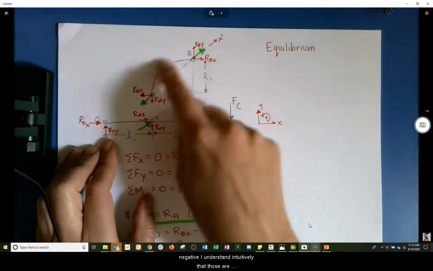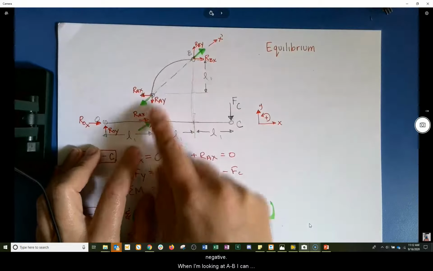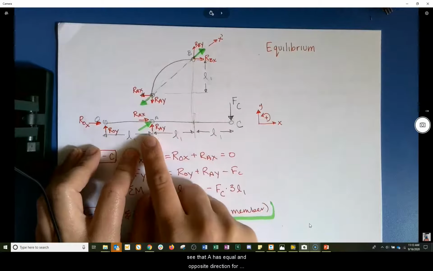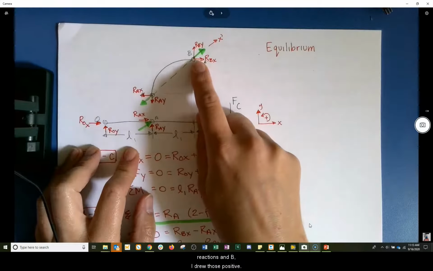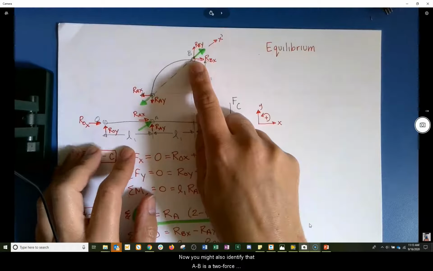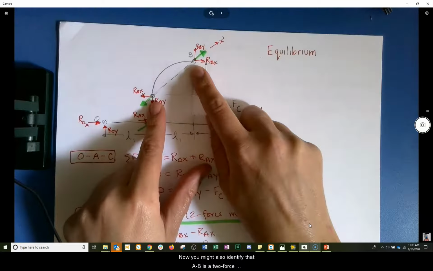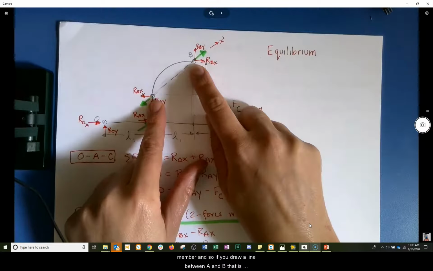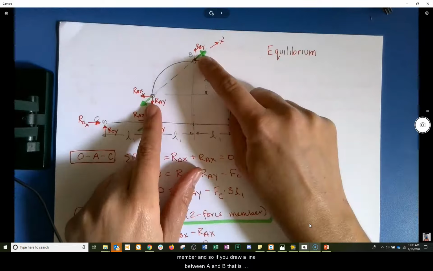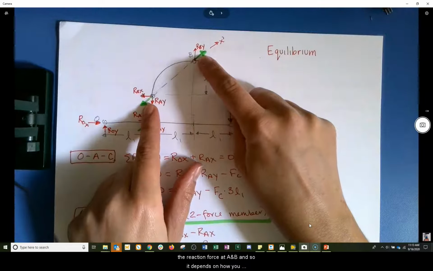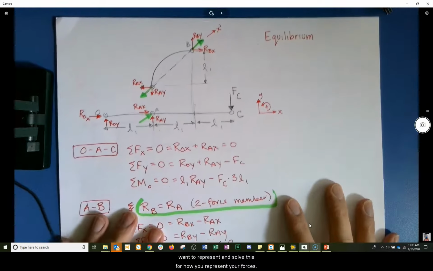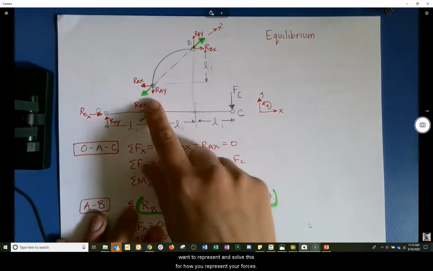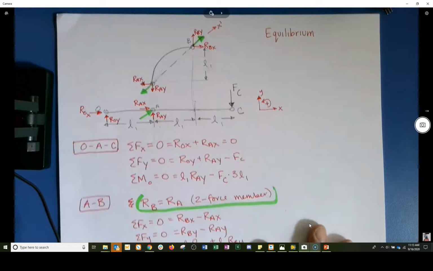When I'm looking at AB, I can see that A has equal and opposite direction for reactions, and B, I drew those positive. Now, you might also identify that AB is a 2-force member, and so if you draw a line between A and B, that is the reaction force at A and B. And so it depends on how you want to represent and solve this for how you represent your forces.